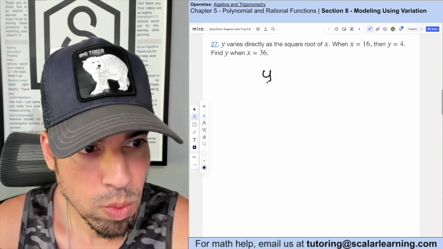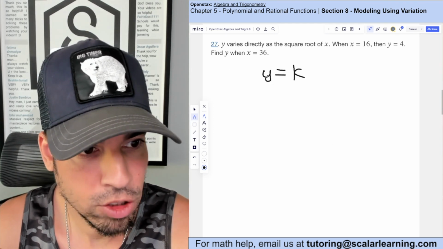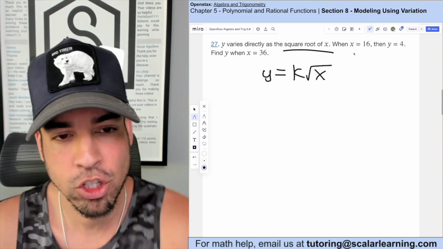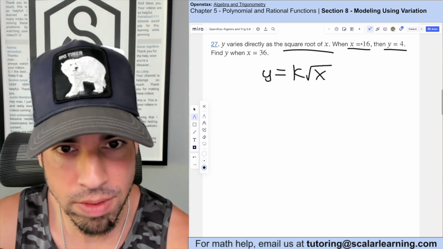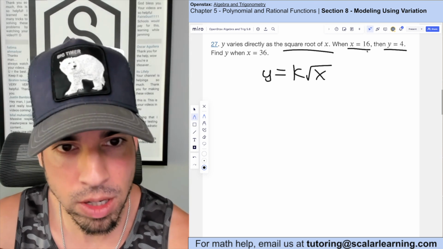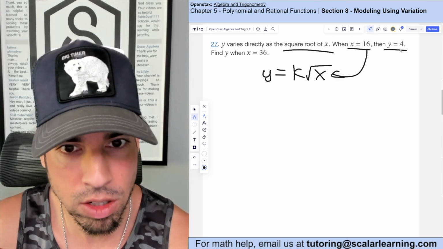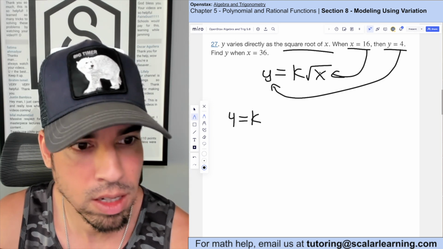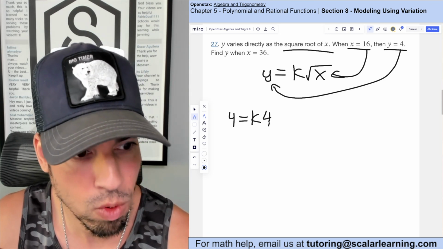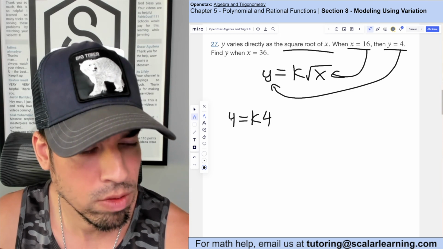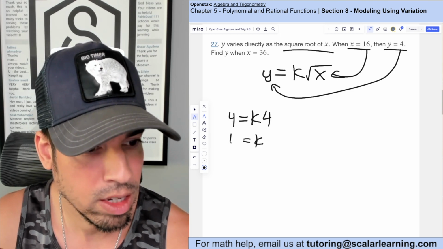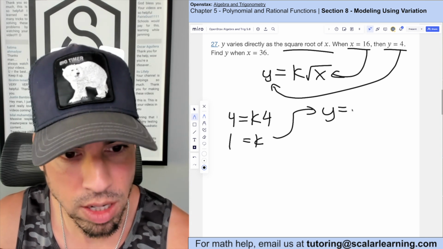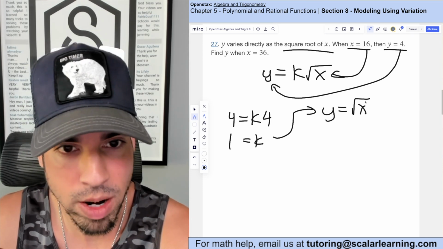This one, it first says y varies directly, meaning just k times whatever this is, and it says the square root of x, so boom, there's our equation. Now it gives us these original values of x and y. That's going to help us solve for k, so let's start there. Plug 16 in here, plug 4 in here, and we get 4 equals k times the square root of 16, which is just 4. So since 4k equals 4, divide both sides by 4, and k equals 1. Which means that our equation is just y equals 1 times rad x, or just y equals rad x.